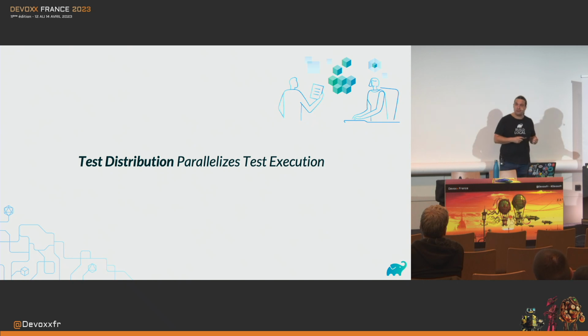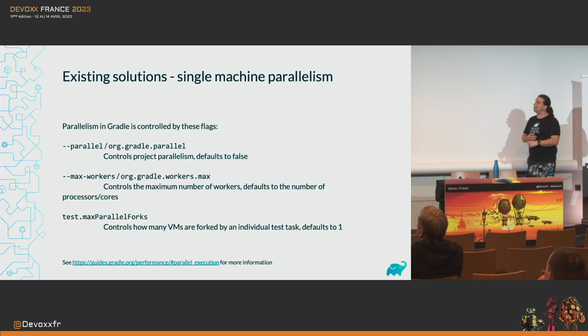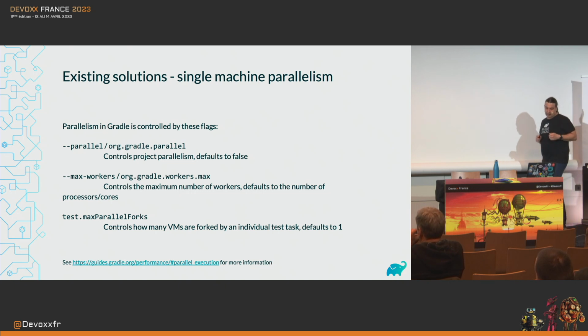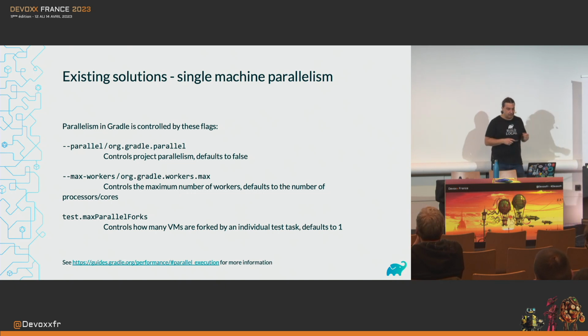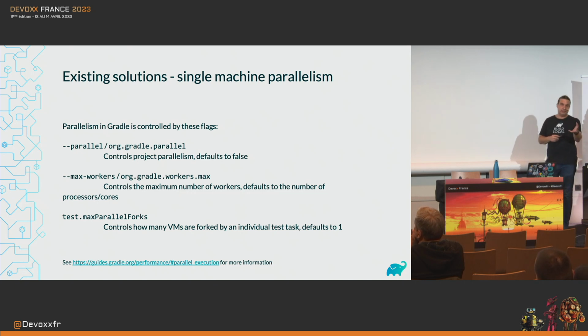Well, we should try to run those tests in parallel as much as possible. We've seen existing solutions for this. For instance, if you're familiar with Gradle, you might know about the --parallel flag, which allows us to control project parallelism. We can also set a max number of workers, max parallel forks, which is great, but you're limited to the resources on your machine.